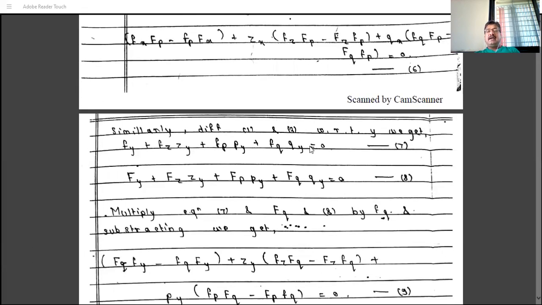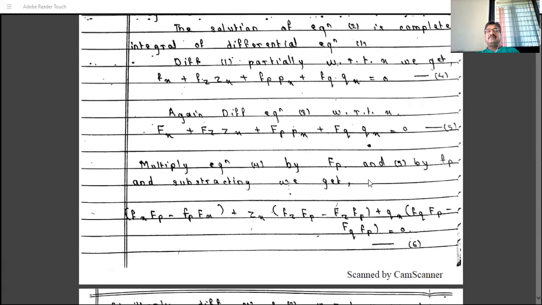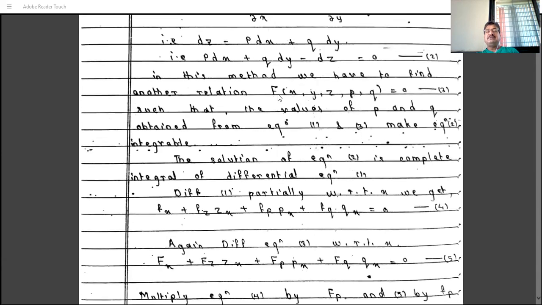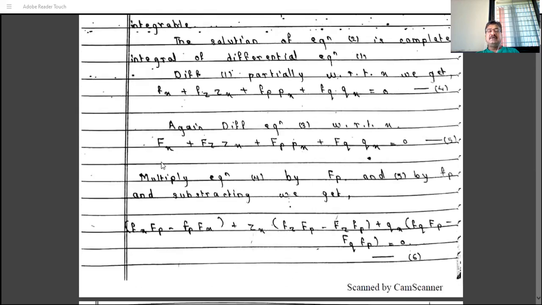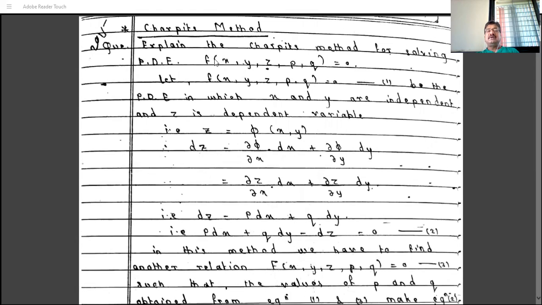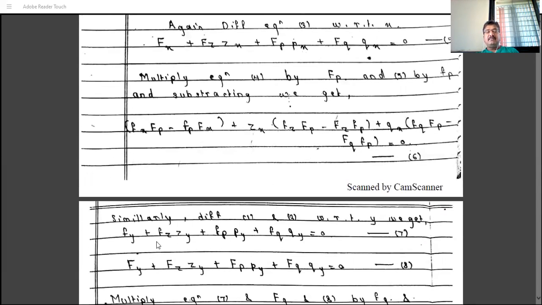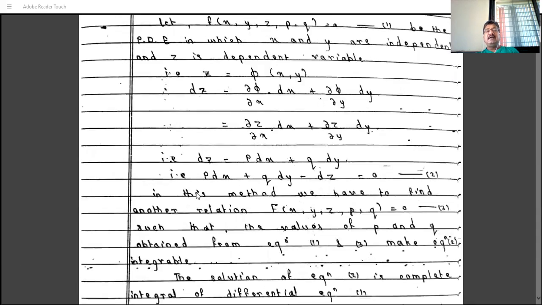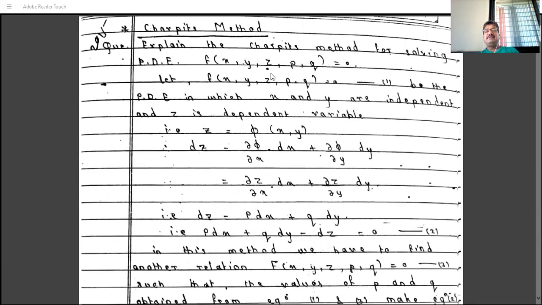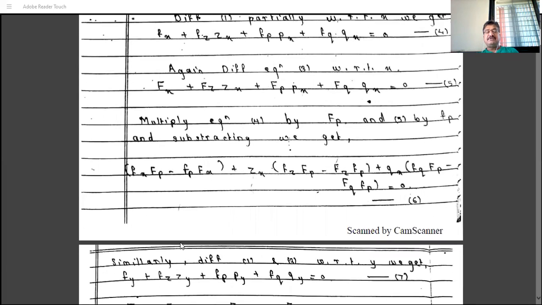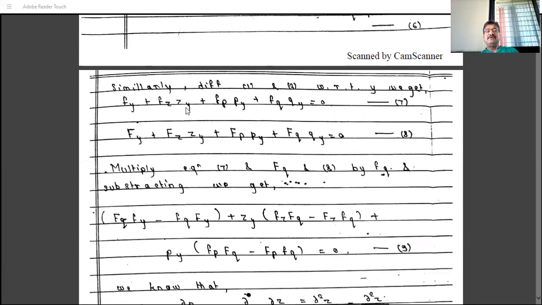Similarly, differentiate 1 and 3 with respect to y. So in this way, we have to differentiate equation 1 and 3 with respect to y. The derivative with respect to y is again ∂f/∂x times ∂x/∂y. ∂x/∂y is 0, so that term is 0. Then ∂f/∂y times ∂y/∂y is 1, so the term is fy. Then the next term is ∂f/∂z, which means fz, and ∂z/∂y means zy.